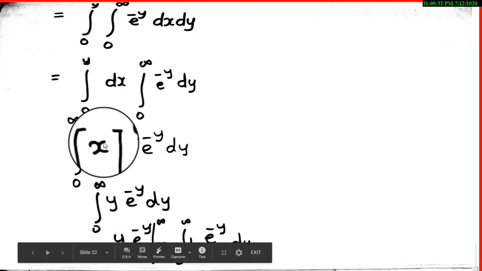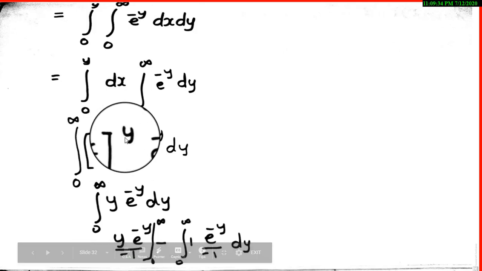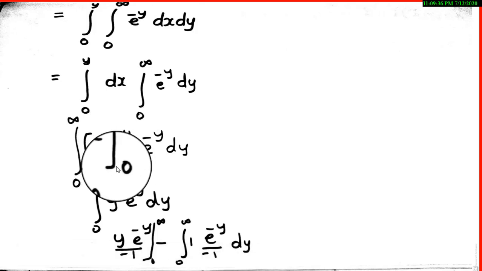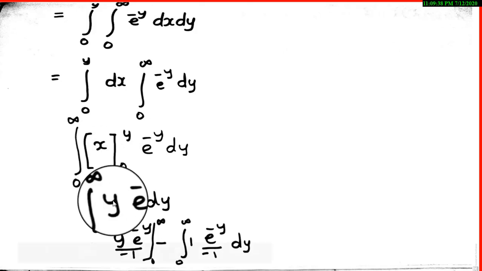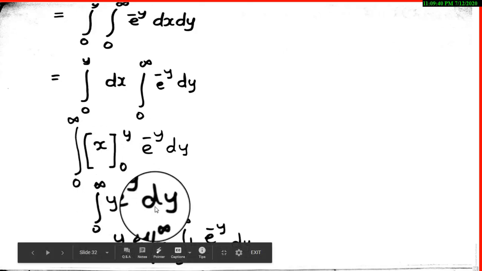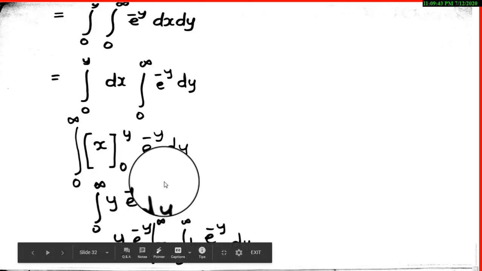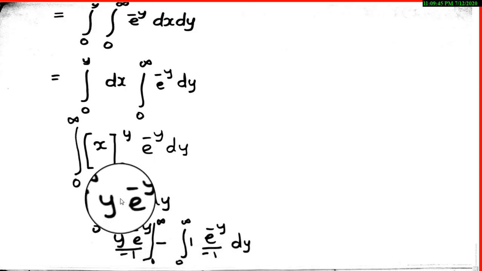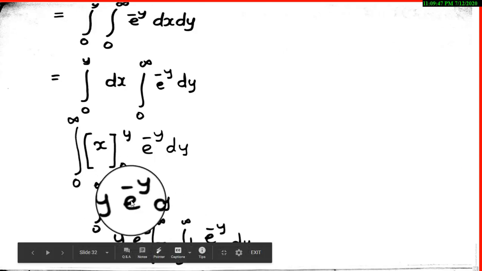Now if I substitute the upper limit, I'll get y. The lower limit is anyway 0, so no issues. So this will become y e power minus y dy. Now this function I have to solve. This is the UV method. So how do I solve?